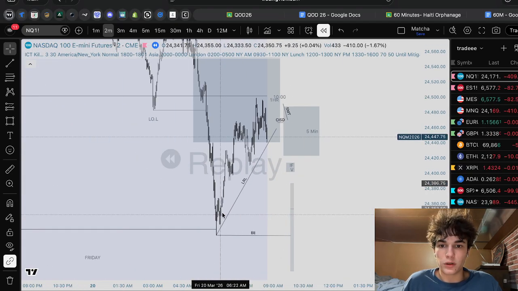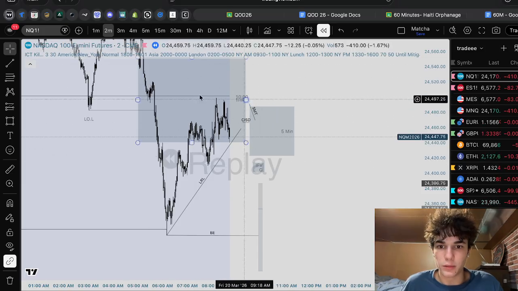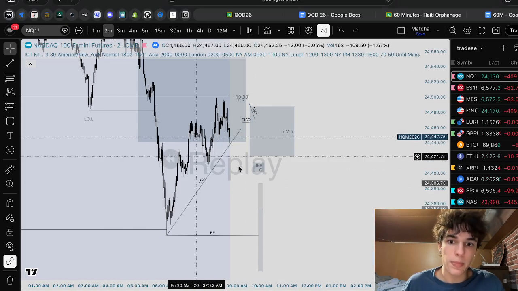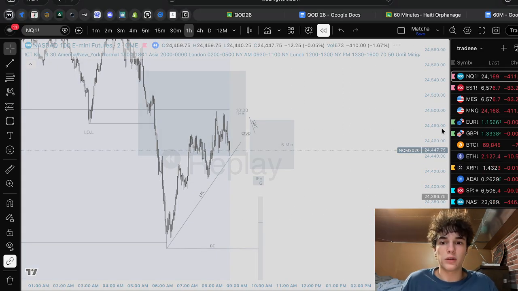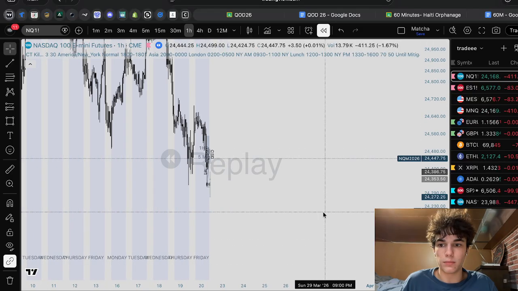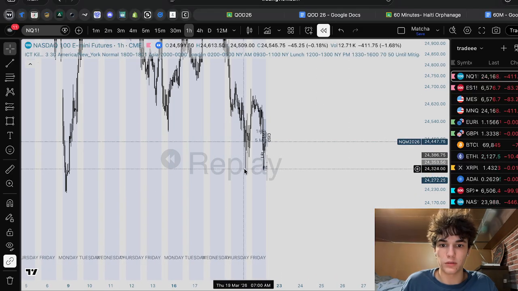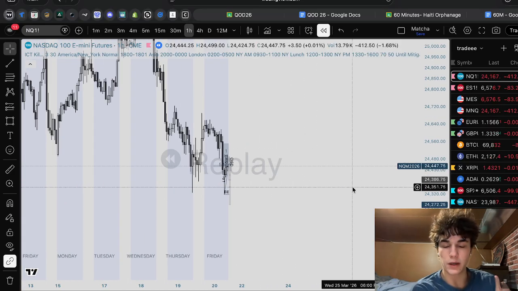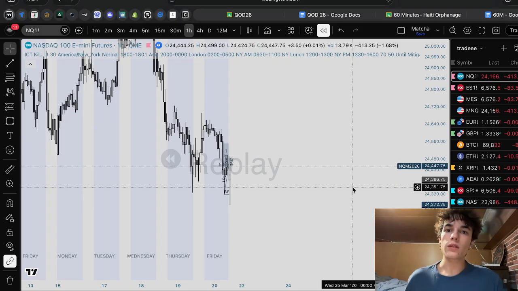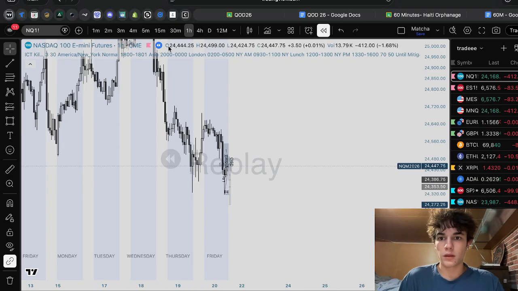But the reason I wasn't looking for longs is because we had this 1 hour bearish fair value gap up here, and we had low resistance liquidity sitting below. So I was honestly looking bearish today because I wanted to see price target this low right here, and it did really well. I obviously didn't have my target all the way down there, but that's just where I wanted price to go overall.